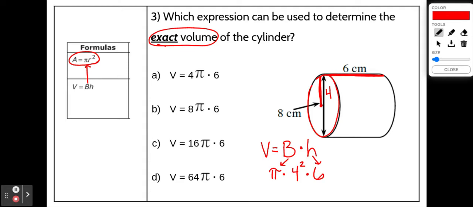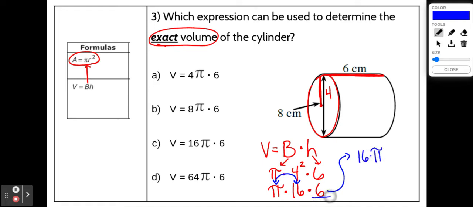Okay, so let's simplify this a little bit. We know that 4 to the second power is 16. So this could be written as pi times 16 times 6. And now, we're getting closer, look at our answer choices. Because of the commutative property of multiplication, I can take the pi and the 16 and flip them around, and it means the same thing: 16 times pi or pi times 16. So I could write it as 16 times pi.